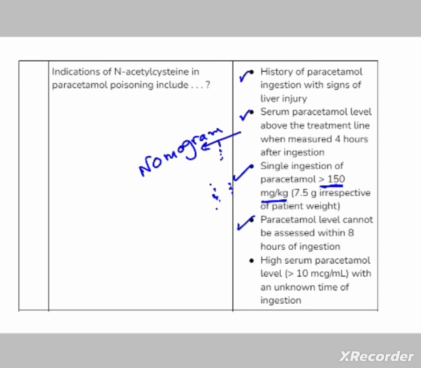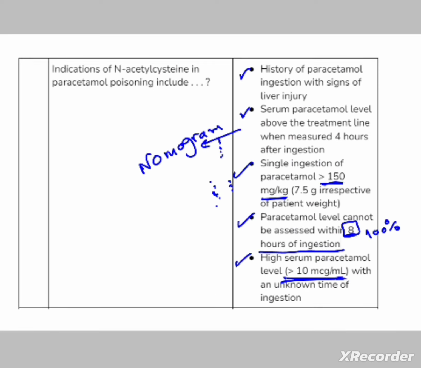We can still give N-acetylcysteine, because you remember N-acetylcysteine is 100% effective within 8 hours of ingestion. And the last point is high serum paracetamol level above 10 microgram per milliliter with a known time of ingestion. So very simply, keep it simple. We should know for MRCP exams that N-acetylcysteine is the preferred antidote for paracetamol poisoning.